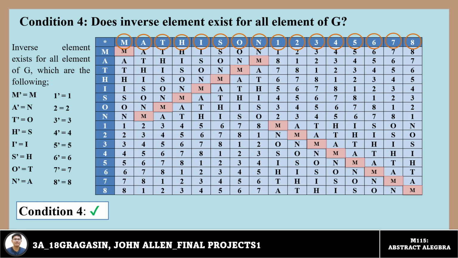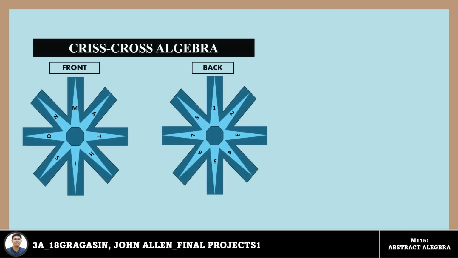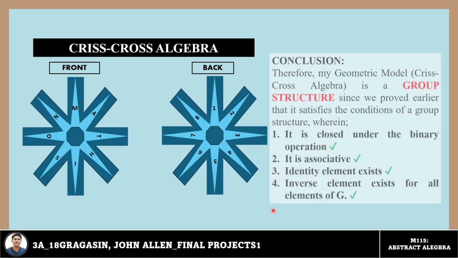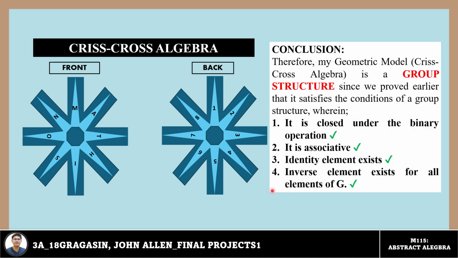Now, to conclude, we have here the geometric model. So, to conclude, my geometric model, which is the crisscross algebra, is a group structure since, as shown earlier, it satisfies the conditions of a group structure wherein it is closed under the binary operation, it is associative, identity element exists, and the inverse element for all elements of G exists. Therefore, it is a group structure. And that's it for our final project number 1.